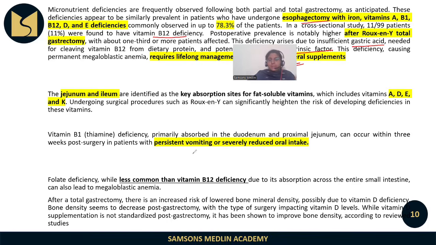the patient condition. Okay, so it is more prominent if the patient is having severe vomiting or severely reduced oral intake. Otherwise, the vitamin B1 deficiency is not relevant compared to vitamin B12. Now, folate deficiency is less common than vitamin B12 deficiency due to its absorption across the entire part of the small intestine. So, out of all the vitamins, fat soluble vitamins, water soluble vitamins, we can say that vitamin B12 is most affected by this gastrorectal surgery.